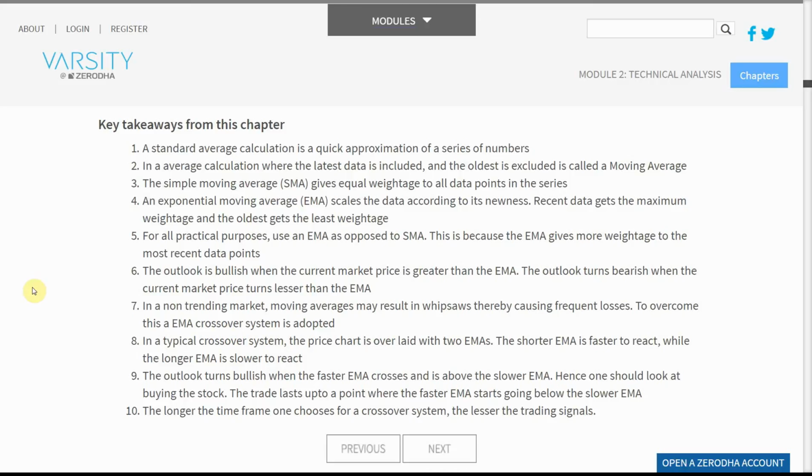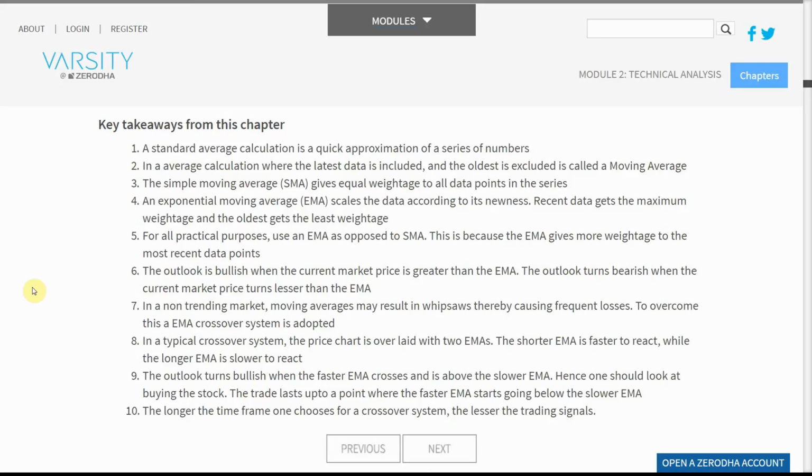For all practical purposes, use an EMA as opposed to SMA. This is because the EMA gives more weightage to the most recent data points. The outlook is bullish when the current market price is greater than the EMA. The outlook turns bearish when the current market price turns lesser than the EMA.